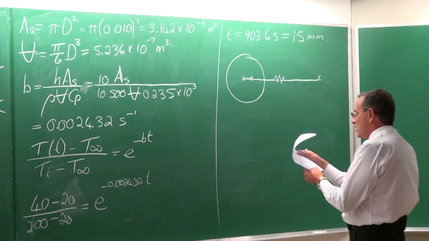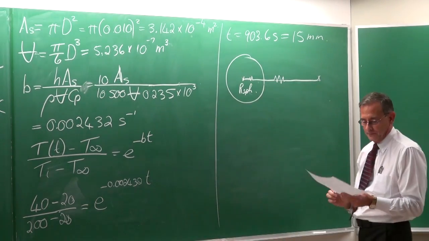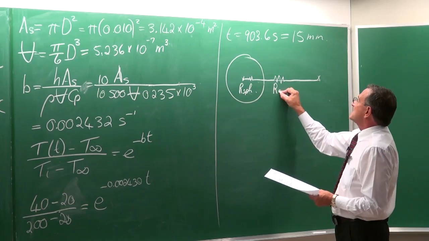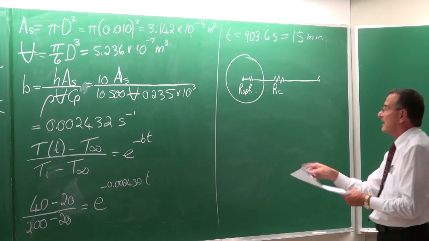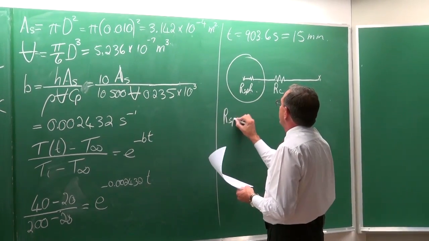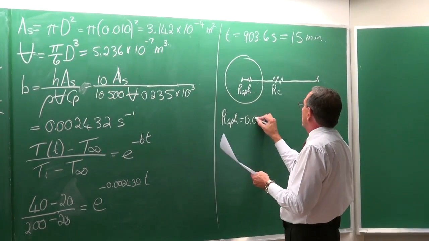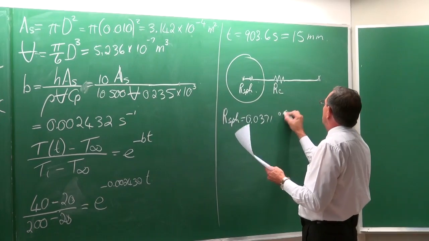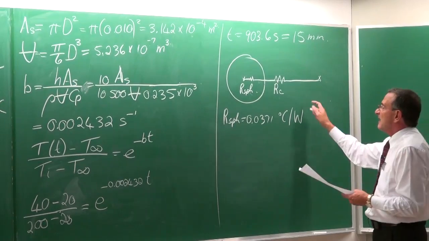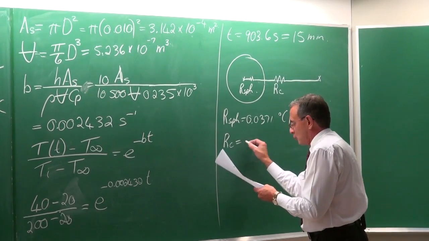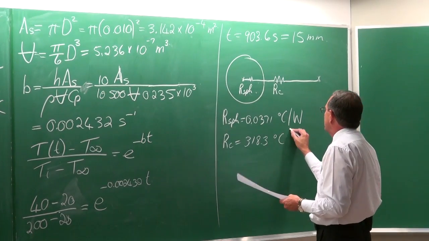So, if we would now go and look, what is the resistance of that sphere in comparison with the resistance of convection heat transfer? I see we are running out of time, but you can go and calculate the resistance for a sphere is equal to 0.0371 per degree Celsius per watt. If you go and calculate the resistance for the convection heat transfer, it is 318.3 degrees C per watt.